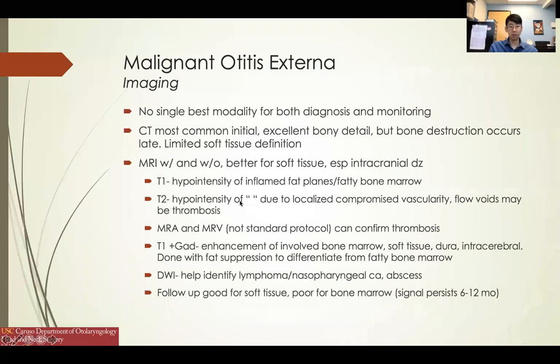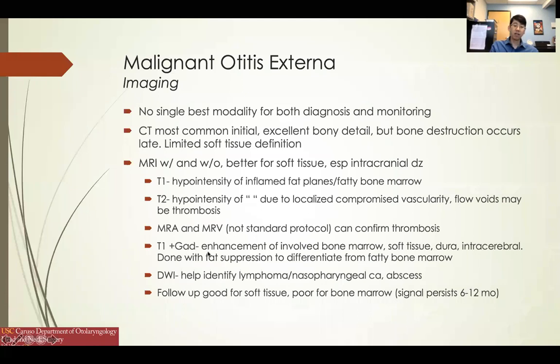Your T2 would be dark also in the same areas if there's inflamed fat, because you get localized compromise of blood flow. And also you'd have signal voids or flow voids that can indicate thrombosis. That can be confirmed by MRA and MRV, though that's not your standard initial protocol. Those can help with confirming any suspected thrombosis, which is, as we said before, an advanced sign of disease.